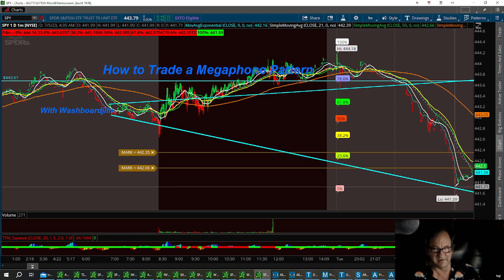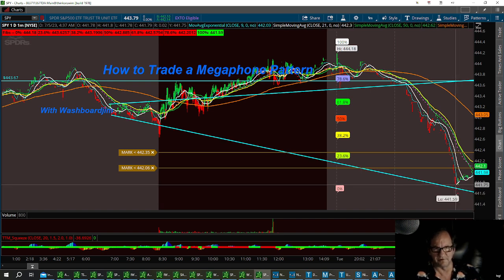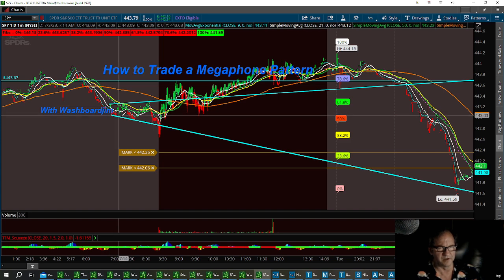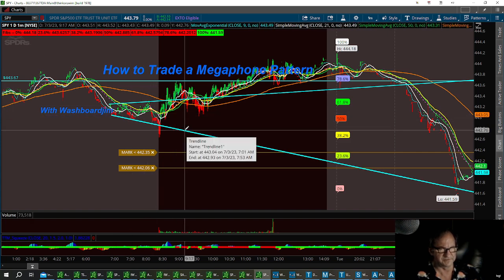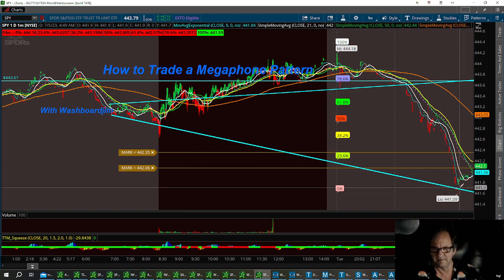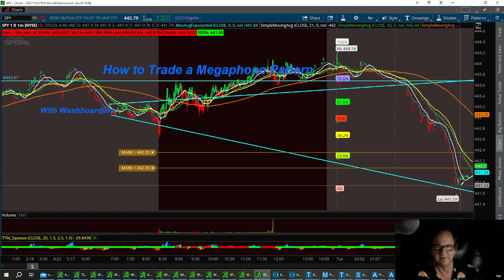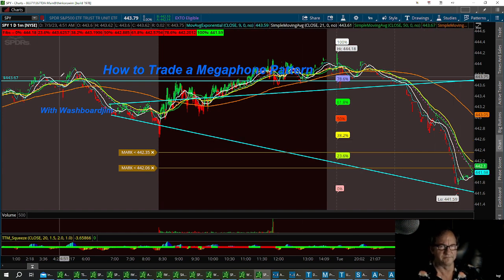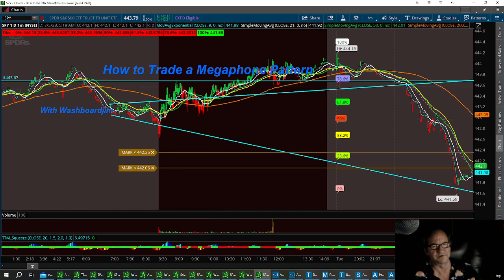So it's pretty easy to go ahead and call this trade out. The only bad thing about it, I wish it happened at the bell, and I would have probably taken this trade. So you take that bottom part of that diverging support line, see if it catches support the next day, and then boom, that's a perfect idea to call out a trade. And that's called the Megaphone Pattern with Washboard Jim.